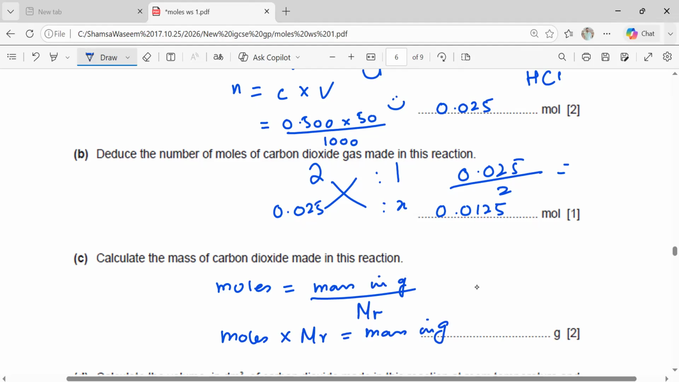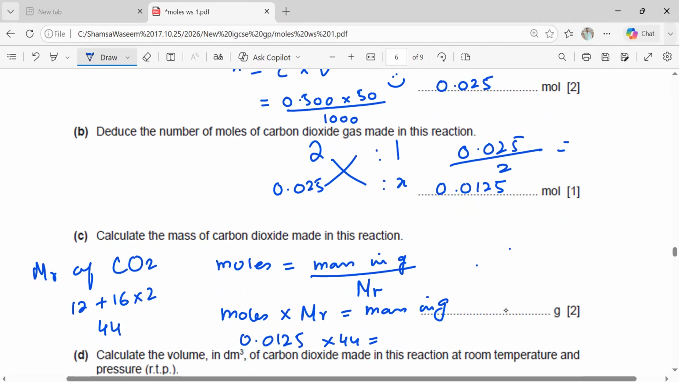So what are the moles? 0.0125, okay? And the MR of carbon dioxide, let's find out. It's going to be 44, but let's do it together. 12 plus 16 into 2, so that will be 44. See? So 0.55 grams. You get 0.55.